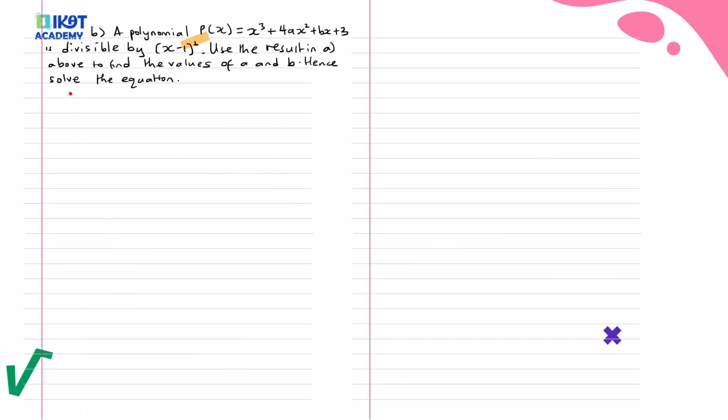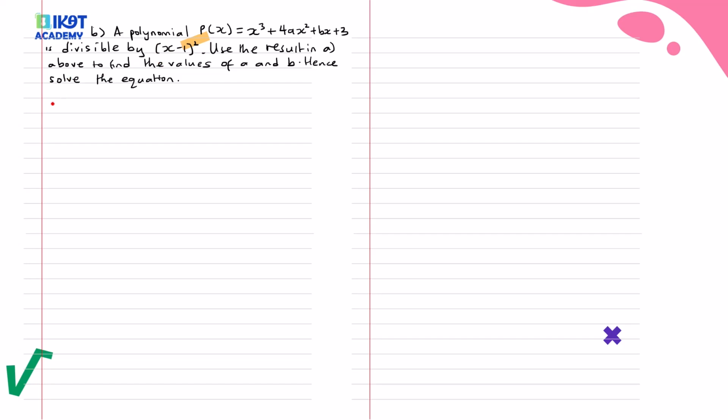Alright, so now let's look at another example. This is not another example, but a continuation of another question. It says a polynomial p(x) is equal to x cubed plus 4ax squared plus bx plus 3 is divisible by x minus 1 squared. Then use the result in part A above to find the values of a and b, hence solve the equation. So here we have this polynomial divisible by x minus 1 squared, and the fact that it's squared means this is a repeated factor.